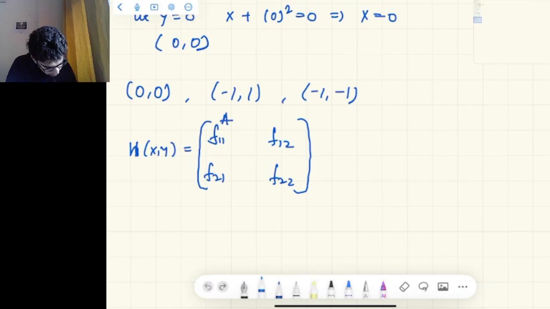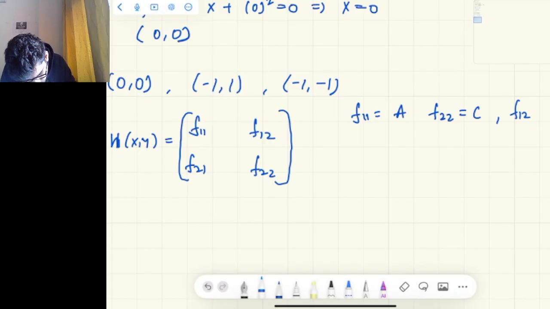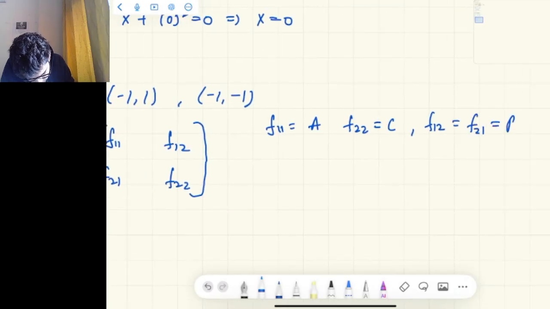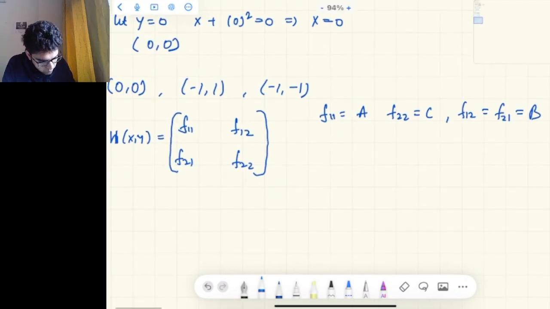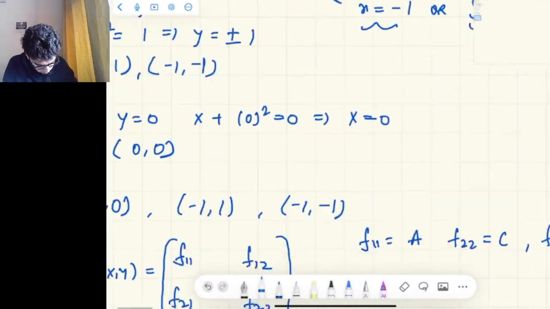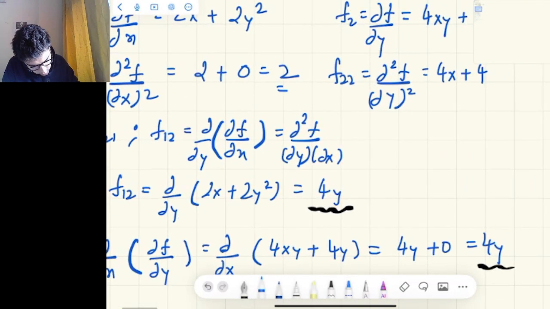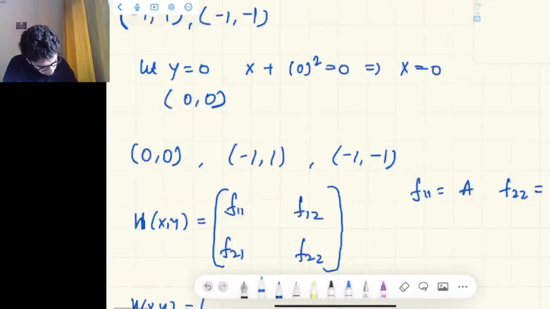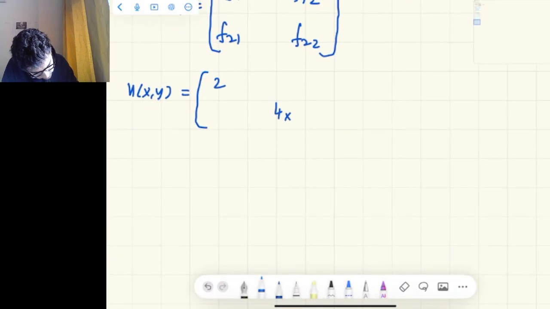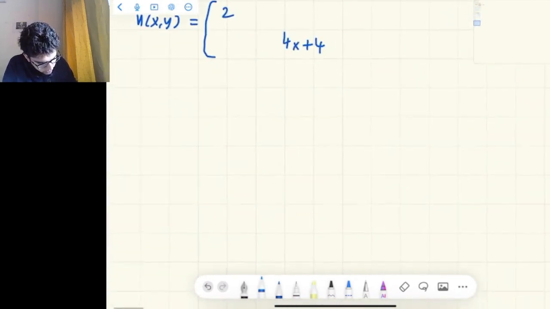So basically, let me write this here. f11 is A, f22 is C, f12 equal to f21 is equal to B, right? Now let me come to my Hessian matrix. This will be H of (x, y), and my f11 was 2, f22 was 4x plus 4, and f12 equal to f21 was 4y, I guess it was 4y, right? Yeah, so it was 4y.